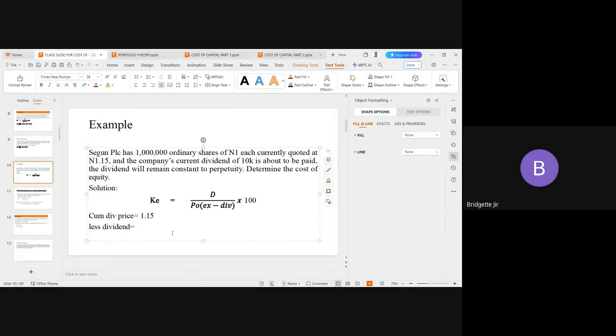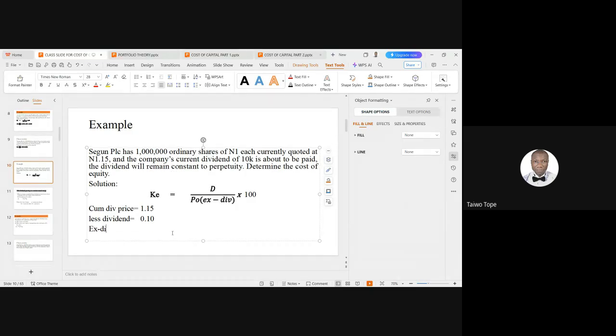So we have the cum div price of 1 naira 15 kobo. Now we need the ex div price. Why are we deducting the dividend? Because it's yet to be paid. The dividend is 10 kobo, 0.10. So for you to get the ex div price, ex div will be 1.05. Yes, 1.05. So this is the ex div market value.